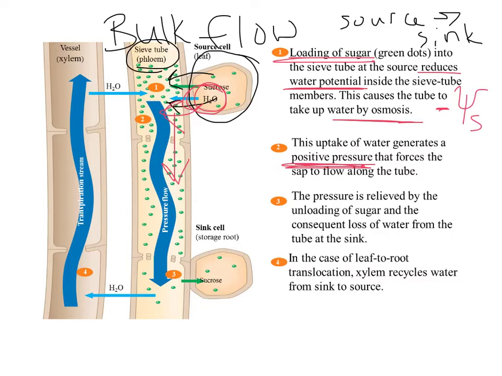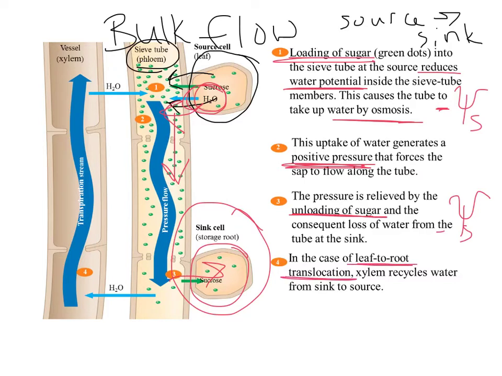And that positive pressure will be relieved at the bottom because you're going to unload the sugar. And so there are storage cells down at the base of the tube. And so when I unload the sugar, what does that do to the water potential of the cell that it moved into? Well, that lowers the solute potential of that cell. So now water is going to leave the sieve tube. Okay, so water will follow it, and water will leave the sieve tube. Okay, and in some plants, they do what's called leaf to root translocation.